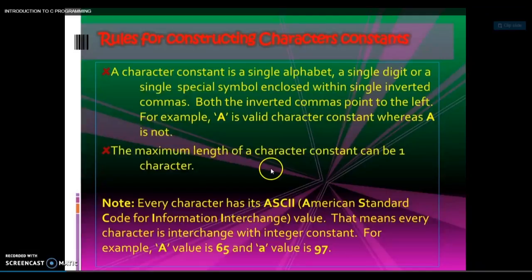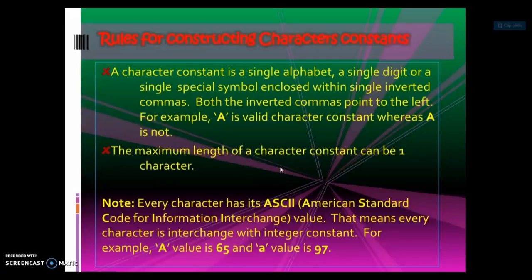Note, every character has its ASCII value. ASCII means American Standard Code for Information Interchange. That means every character is interchanged with integer constant. For example, capital A value is 65 and small a value is 97.